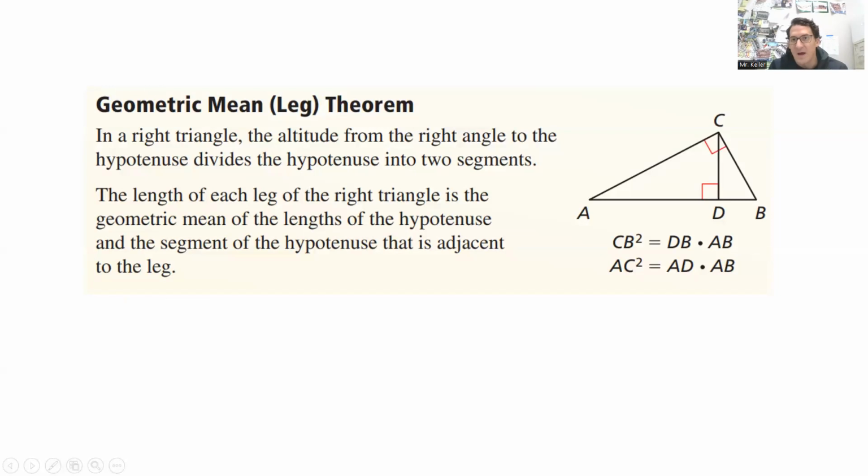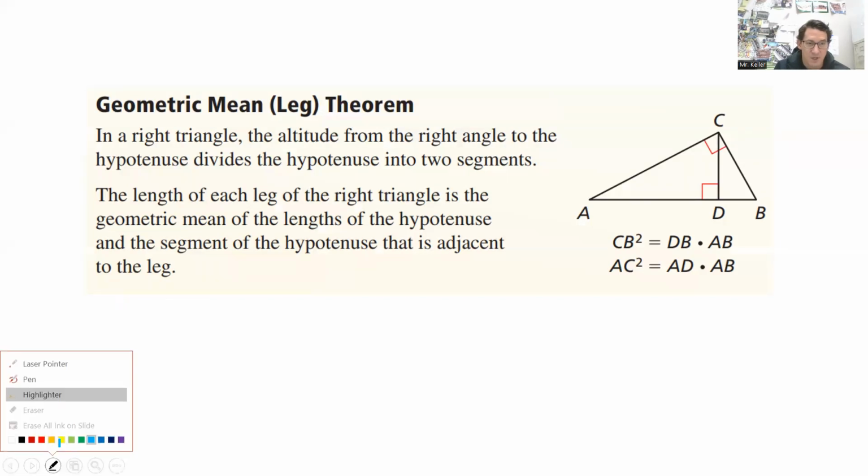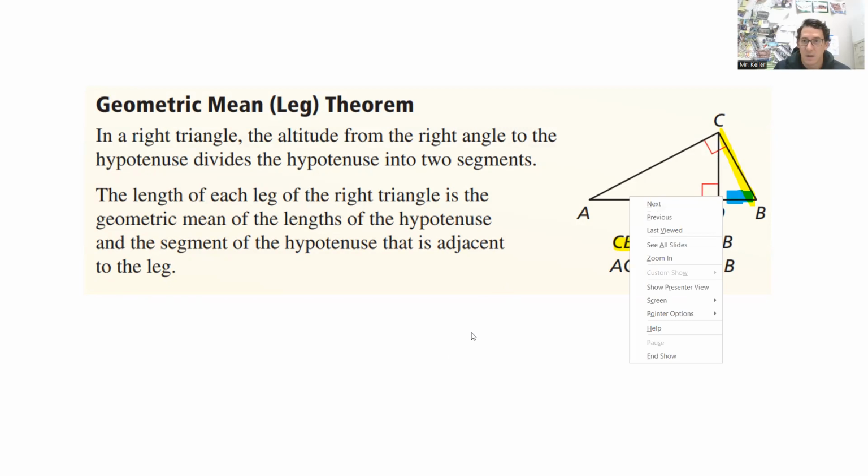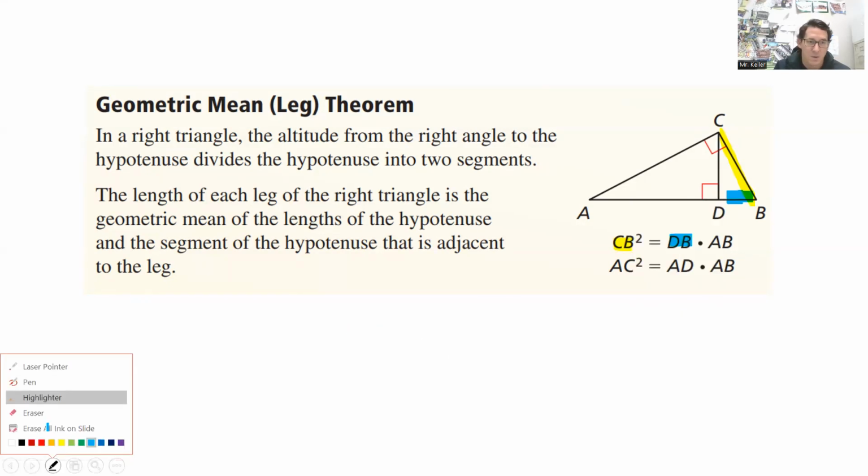The other one here is a little bit more confusing. So make sure you're keeping this stuff straight. So let me highlight some things. So CB. Now if we're looking for this side, CB, that is going to be equal to DB times AB.